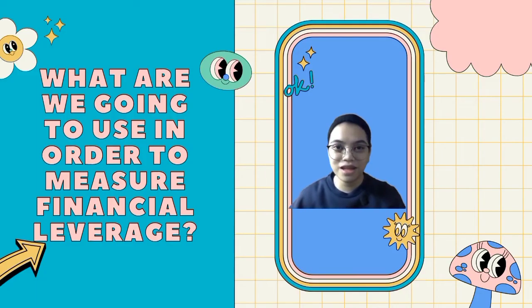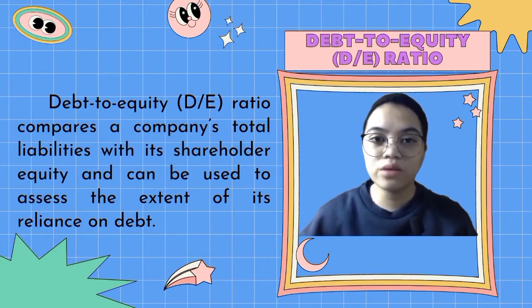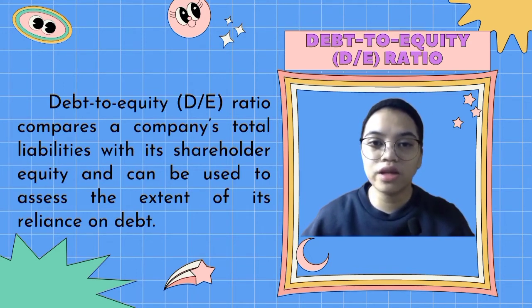Good day everyone, I am Larva Nadella San Pedro, and for today, I will be discussing what we are going to use in order to measure financial leverage. So for a company to measure its financial leverage, we are going to use the formula of debt to equity ratio. Debt to equity ratio compares a company's total liabilities with its shareholders' equity and can be used to assess the extent of its reliance on debt.